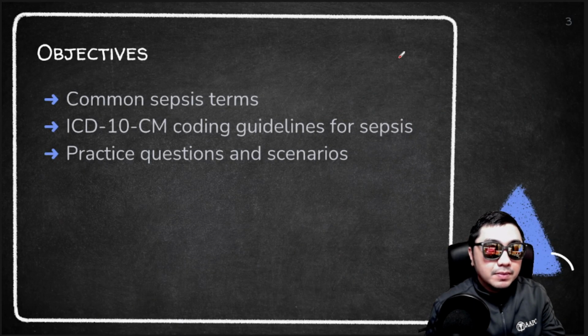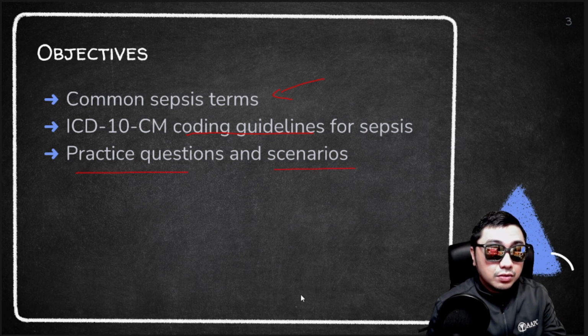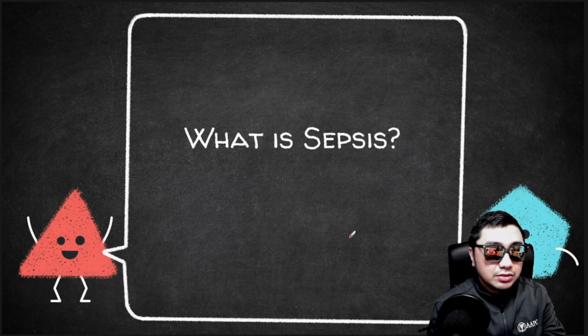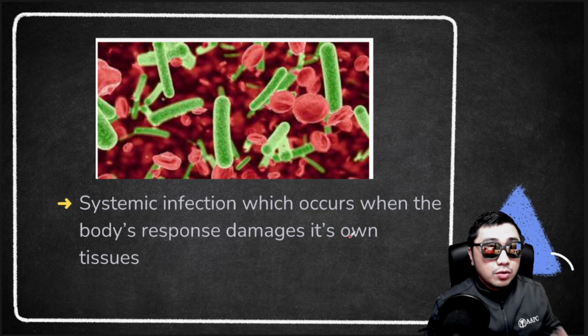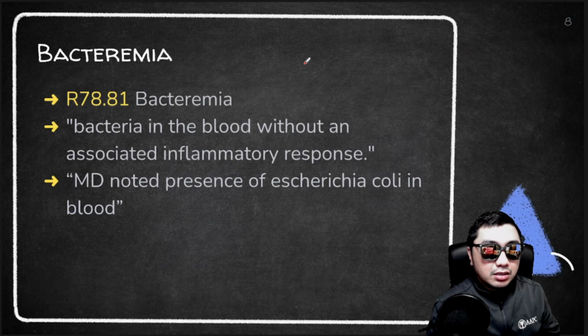Okay, all right. So objectives, of course, we will be discussing all about sepsis. What are the common terms? We will also discuss the coding guidelines for sepsis and some practice questions and scenarios. So let's start. What is sepsis? Sepsis is basically a systemic infection that occurs in the bloodstream which affects a certain tissue or a certain organ. Okay, but we will be discussing the different terms related to sepsis later on. Let's discuss first the minor terms for sepsis.